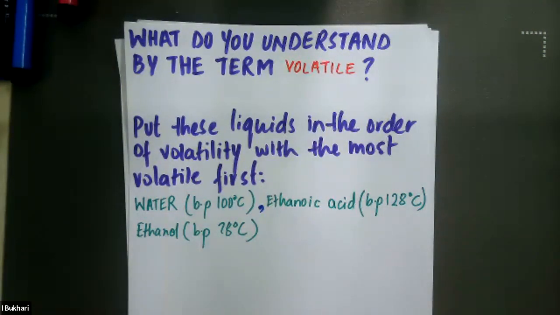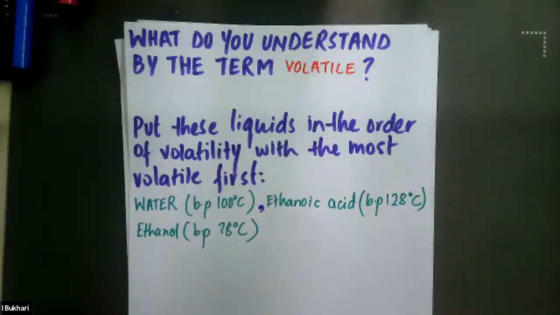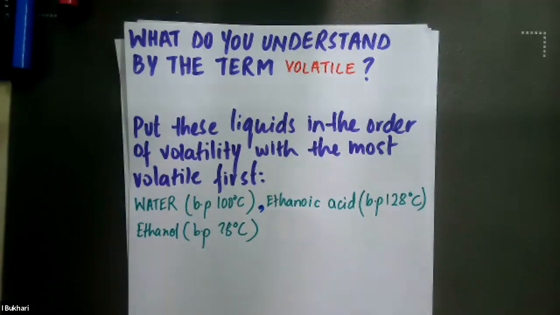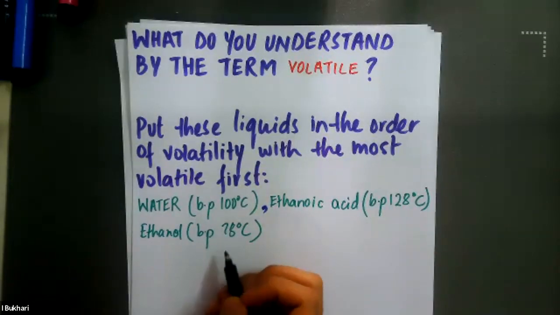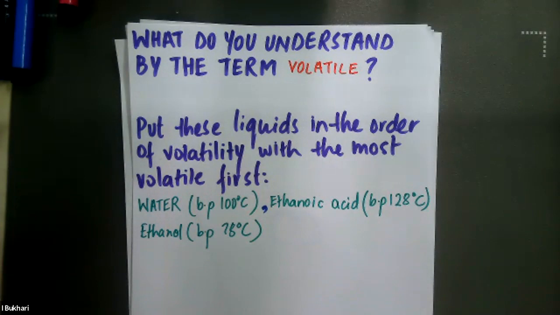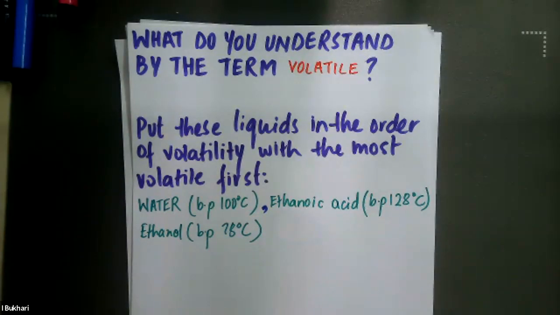Now the last question is, put these liquids in the order of volatility with the most volatile first. So we're going to look at the boiling point, and the most volatile will be the one with the lowest boiling point, because its temperature will be reached first. And the least volatile will be the one with the highest boiling point. So who wants to arrange this?